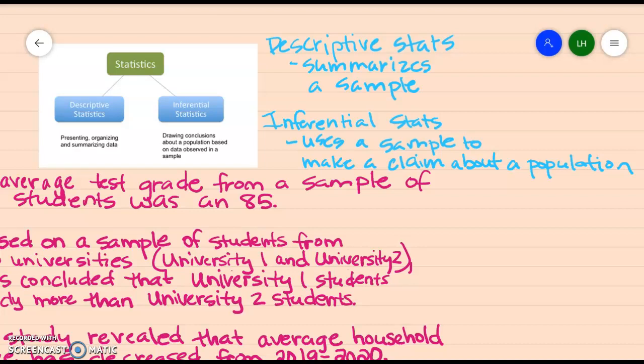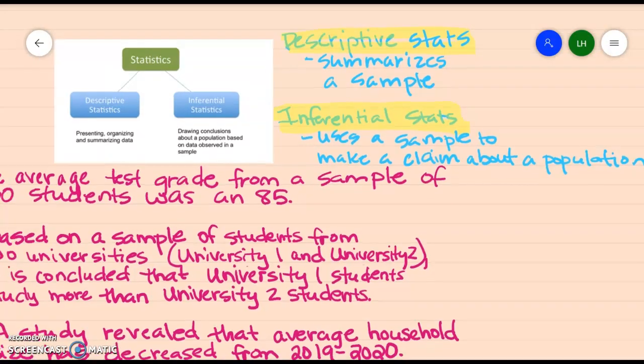Okay, so in this video, we're going to look at descriptive statistics and inferential. So you have what you need up here. Descriptive statistics, you're just describing the sample. Inferential statistics, you're taking a sample and you're making a claim about a population based on that sample.